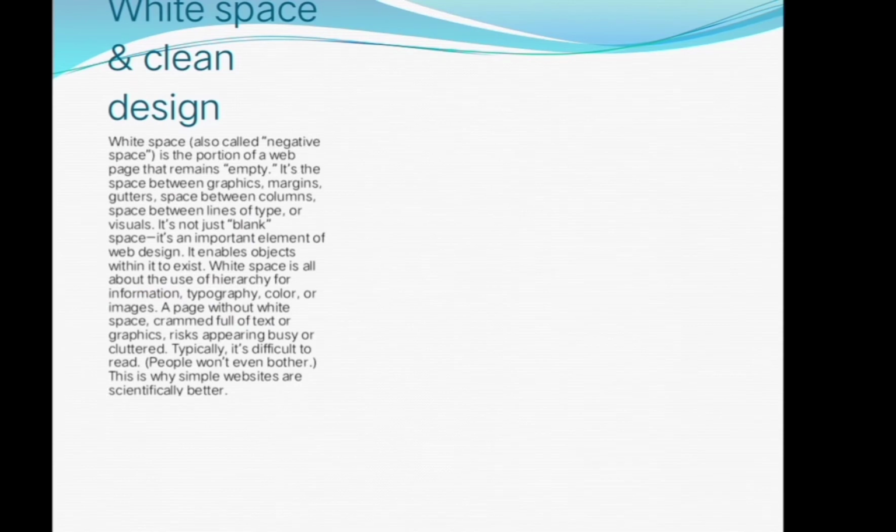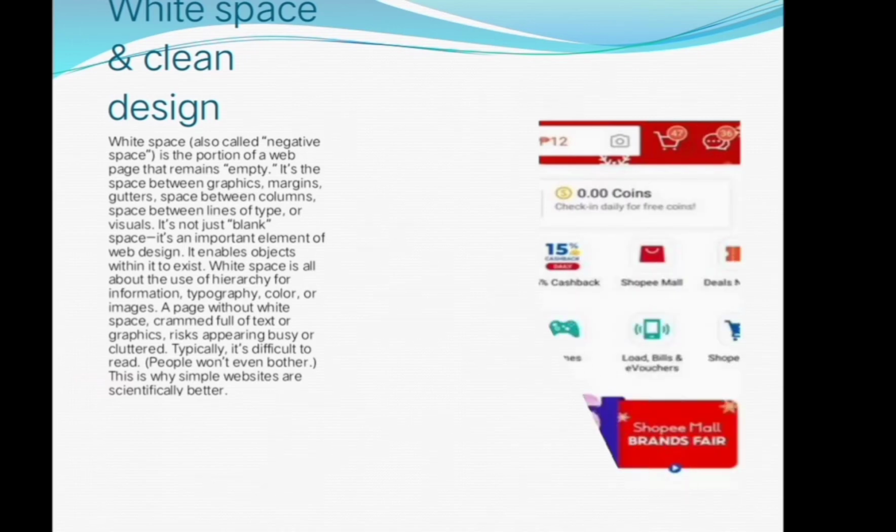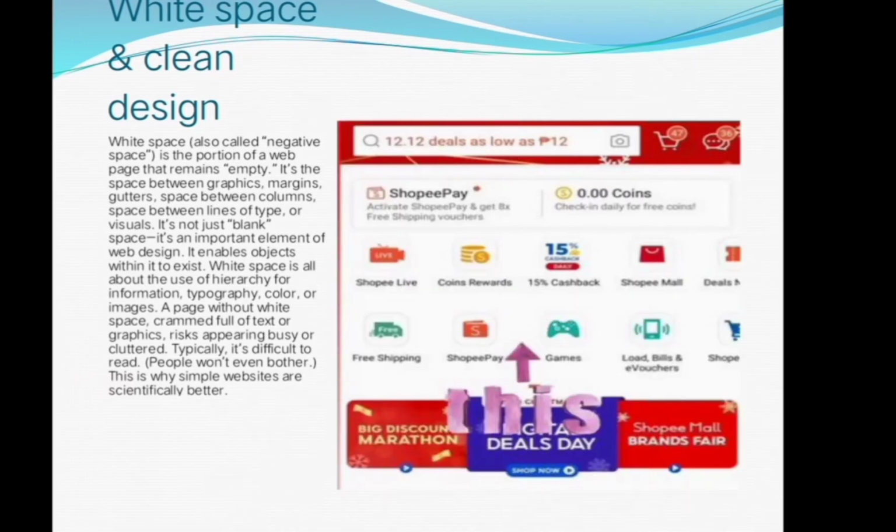White space. White space is also called negative space. It is the portion of the web page that remains empty. It's the space between graphics, margins, gutters, space between columns, space between lines of type, or visuals. So, as you can see in the example, white space is the area between designed elements.